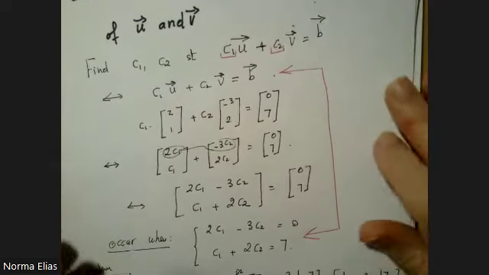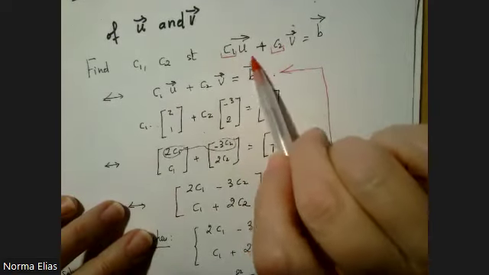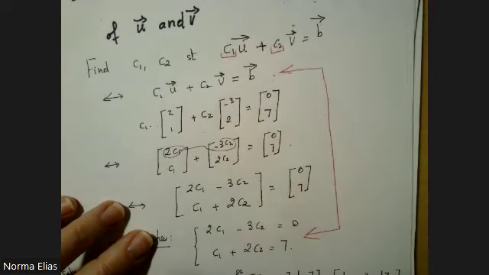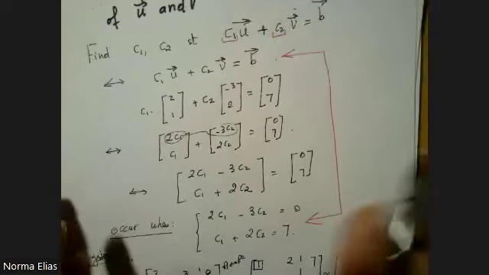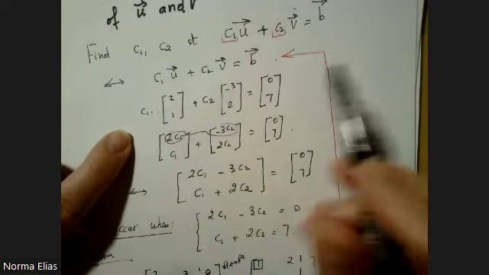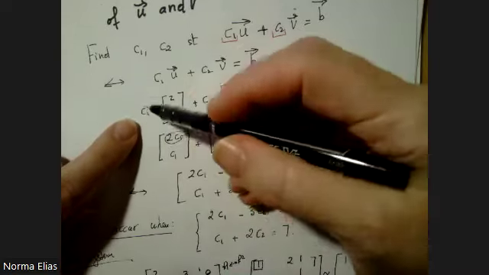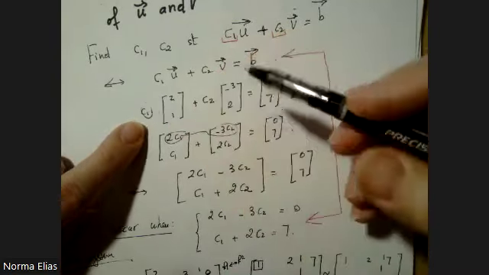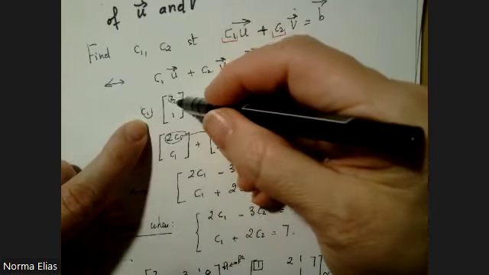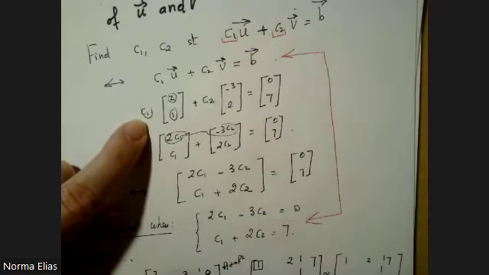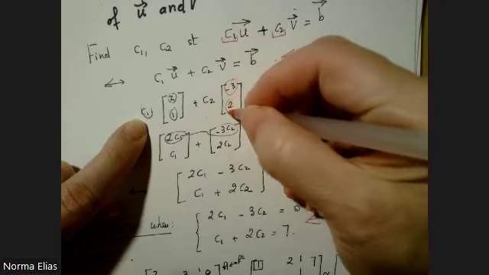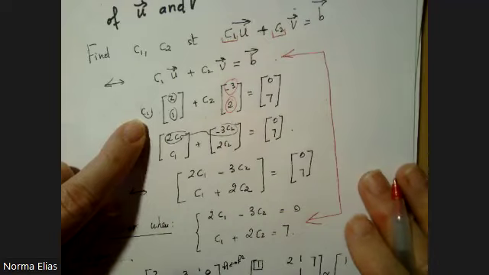Okay. So we need to find those weights C1, C2 such that the linear combination will give me the vector B. So C1 times (2, 1), we set it up, plus C2 times V, equal to (0, 7). So let us watch that. This is C1. The coefficients of C1 are basically the entries of the vector U. And the coefficients of C2 are basically the entries of the vector V.